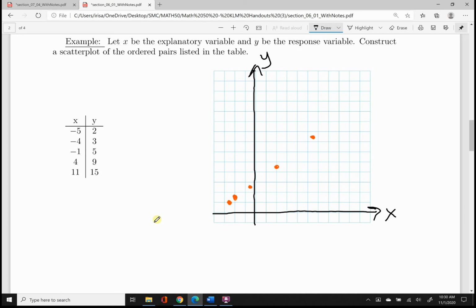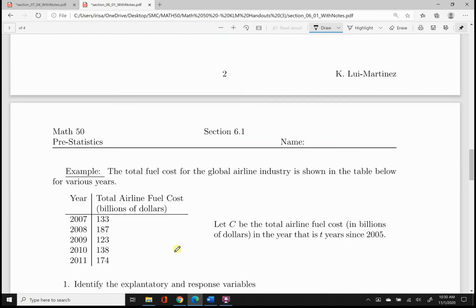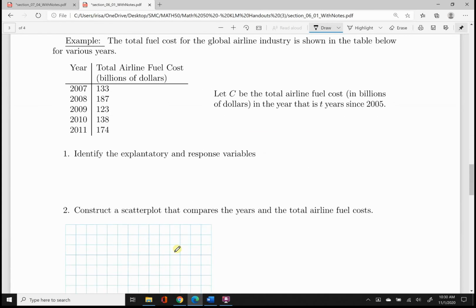Okay, but here we go. I went ahead and constructed a scatter plot for the ordered pairs. That is done by virtue of what you see in the grid. Okay, cool. Now let's do this again, but for this particular context problem. We're talking about the total fuel cost for the global online industry as shown in the table below for various years.